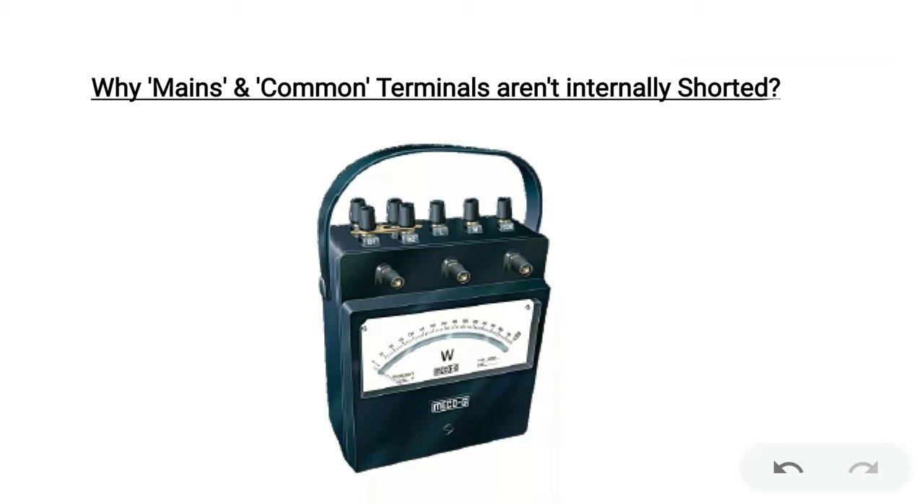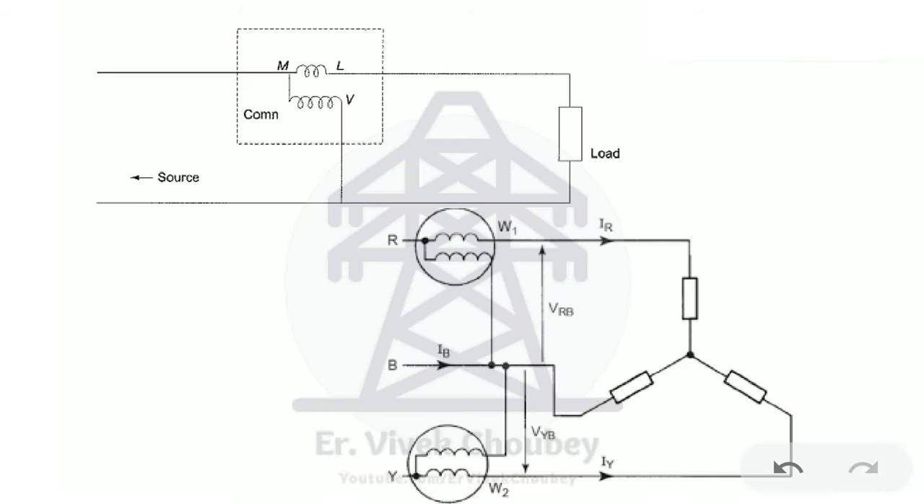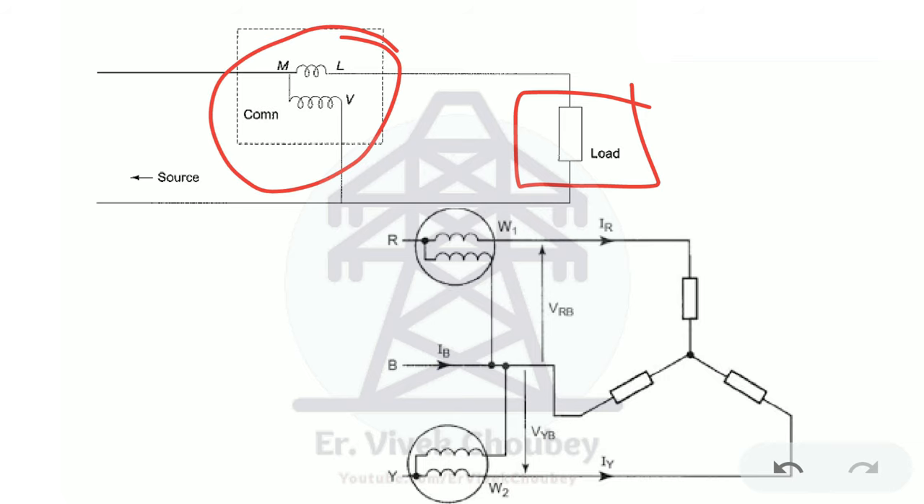Now, a wattmeter is a device that we use to measure active power across a load or across a three-phase load. So this is the connection across a load. Here you can see a load is connected, and this is the wattmeter that we have. In a wattmeter, there are four most important terminals, that is the mains, load, common and voltage, that is M, L, C and V. These terminals are named according to the side they are connected to.